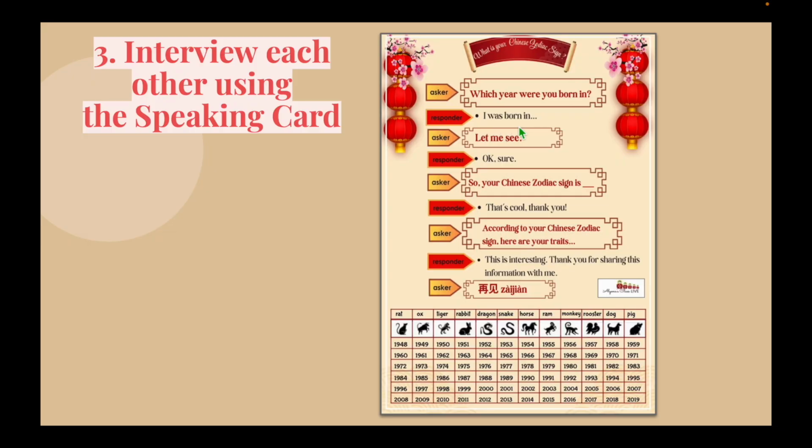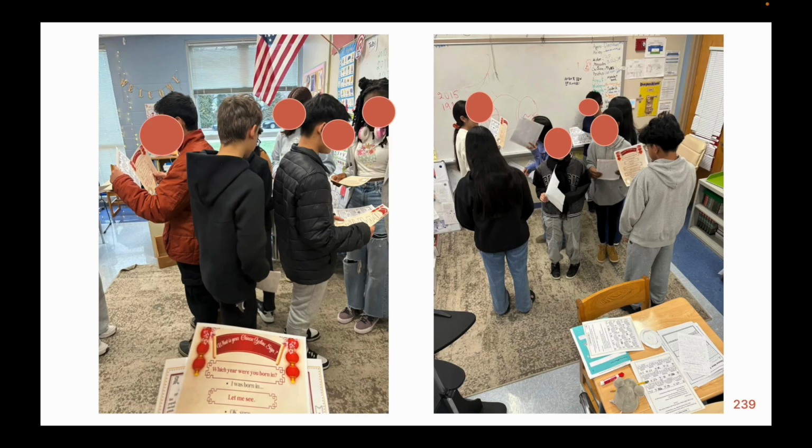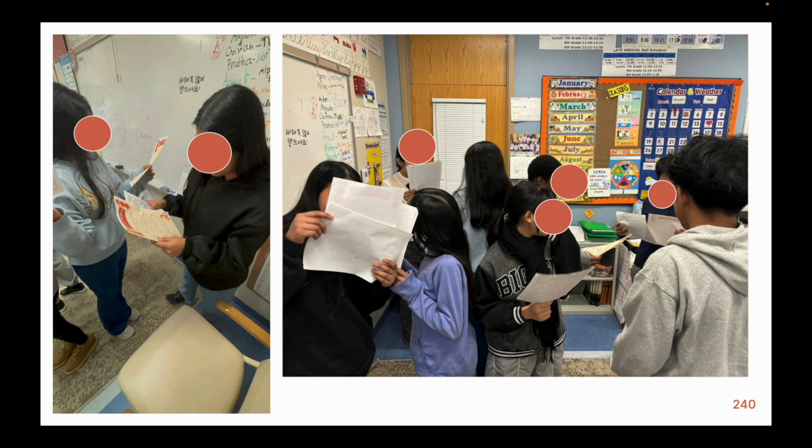Now, of course, if you have higher proficiency students, they don't have to stick to the script of the responder. They can use their own words, which is totally okay. But for your newbies, you want to have these specific scripted phrases. As you could hear, this was a buzzing classroom, which is music to any language teacher's ears, because there was listening, speaking, and reading involved all at the same time in such a meaningful way.